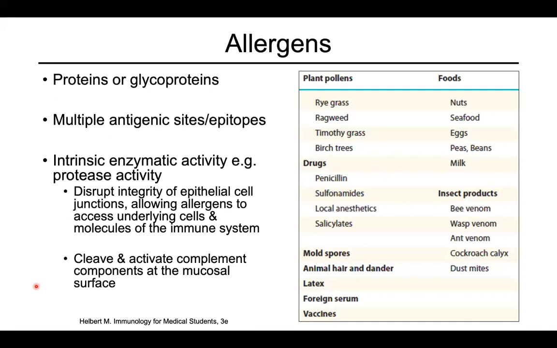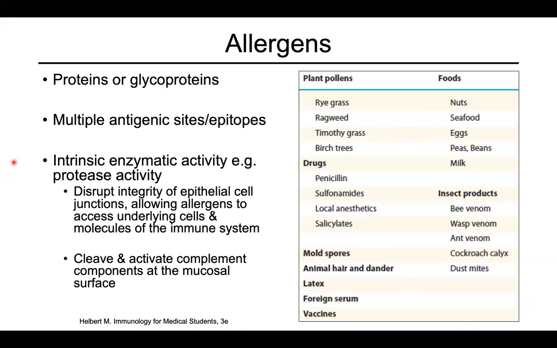Okay, in terms of the chemical nature, they tend to be proteins or glycoproteins. So back to the characteristics of your antigens or immunogens, we said the best ones tend to be proteins and then the glycoproteins. As long as there's that protein component. If you have the polysaccharides on their own, they can be good immunogens, but they're not the best. So allergens tend to be either proteins or glycoproteins, and they tend to have multiple antigenic sites or epitopes.